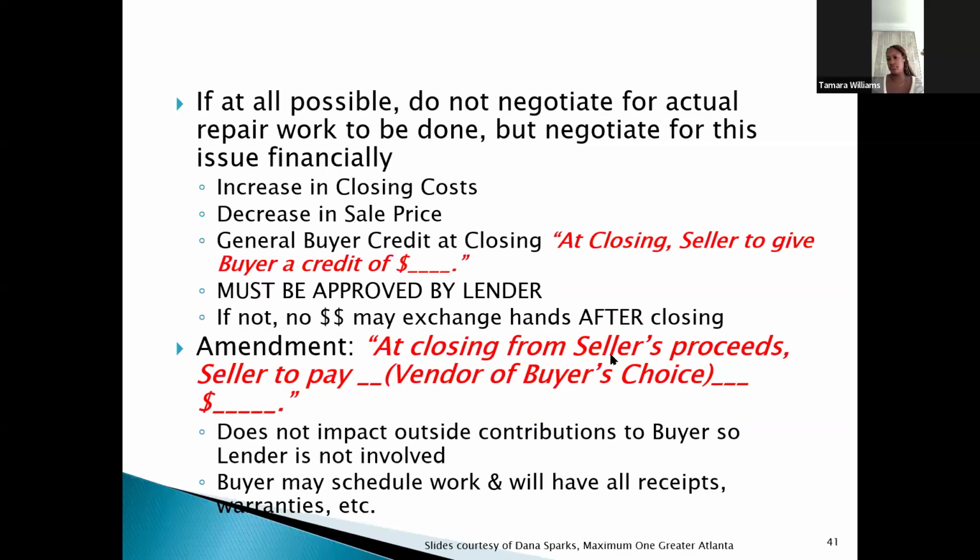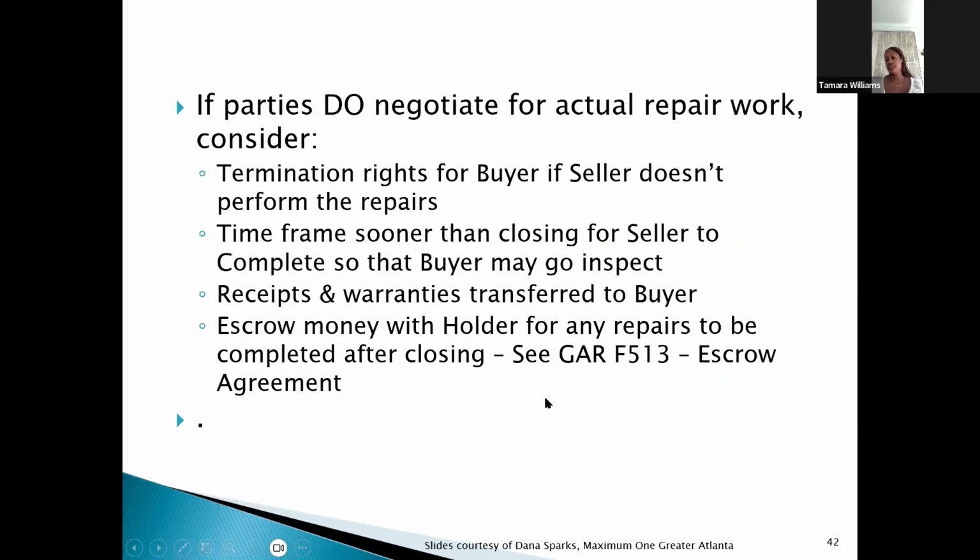At closing, from seller's proceeds, seller to pay, and you put in the vendor of buyer's choice. Seller to pay ABC Roofing Company X amount of dollars, or seller to pay somebody's painting service $3,000, whatever. This is a fabulous way to address repairs. Number one, it does not impact outside contributions to a buyer, so the lender doesn't have any say in it because it's not money going from a seller to a buyer. The check at closing comes from the seller's money, and the closing attorney writes a check to the vendor of the buyer's choice for that money. Closing attorney gives the buyer that check, and then the buyer can schedule the work at their own schedule and have all the receipts and warranties.